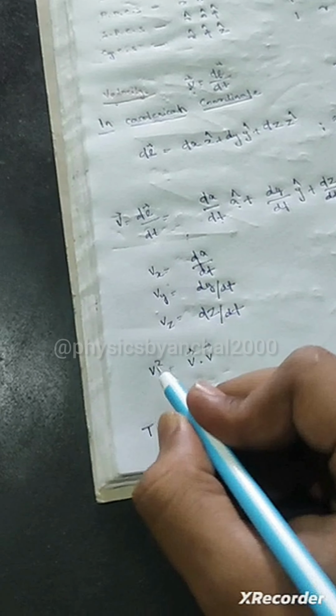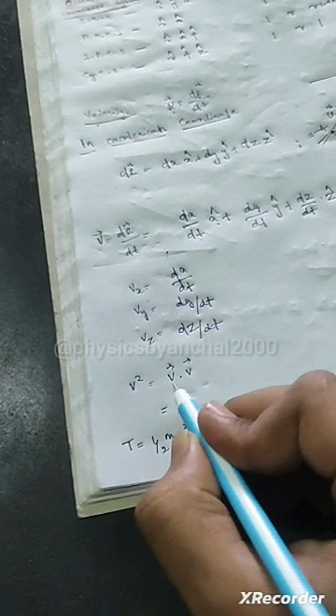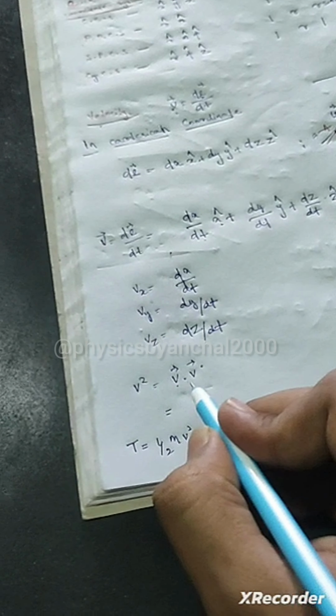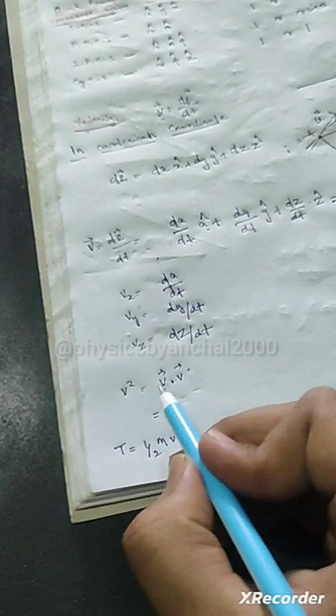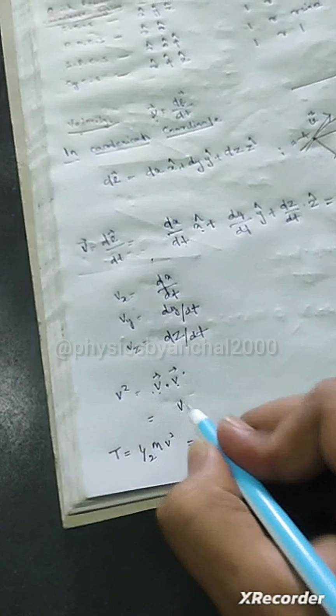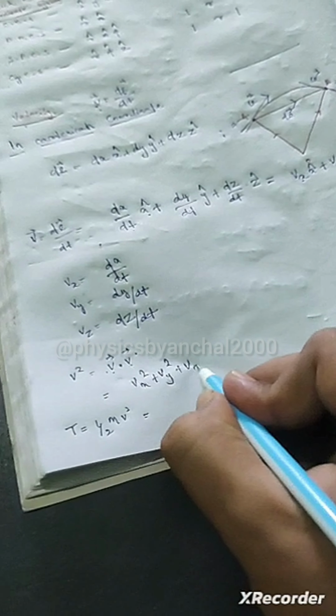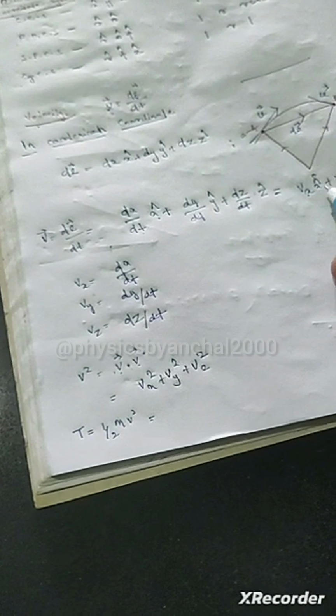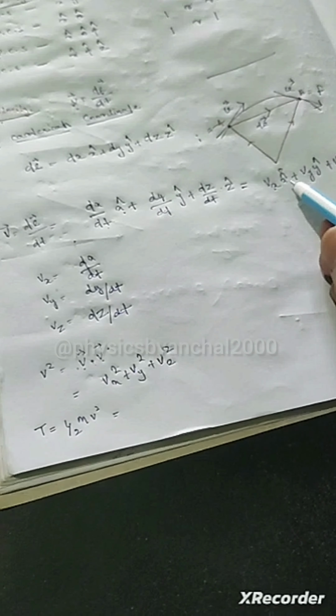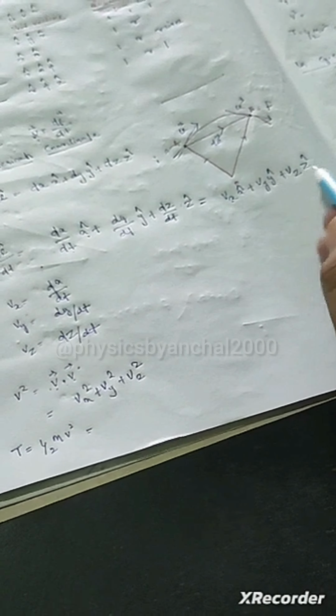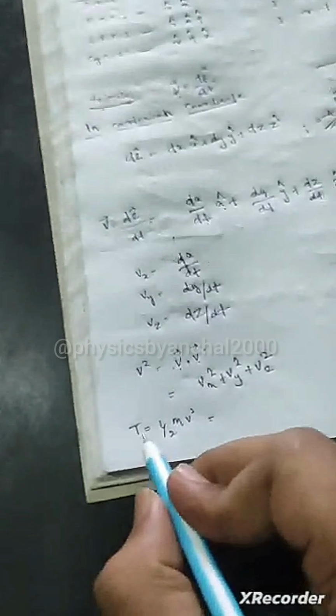Now what is the square of velocity? That is v square. We know v square is equal to v dot v. If we take the dot product v dot v, what will we get? vx square plus vy square plus vz square, isn't it? Because x cap dot x cap is equal to 1, y cap dot y cap is equal to 1, z cap dot z cap is equal to 1, and the cross dot products are 0. You all know about it.